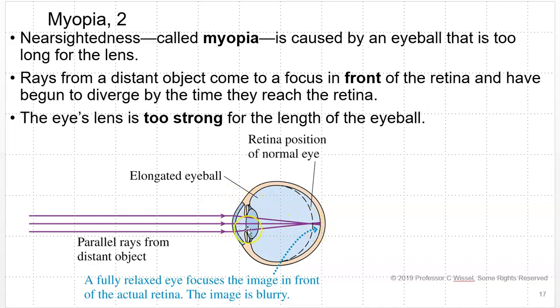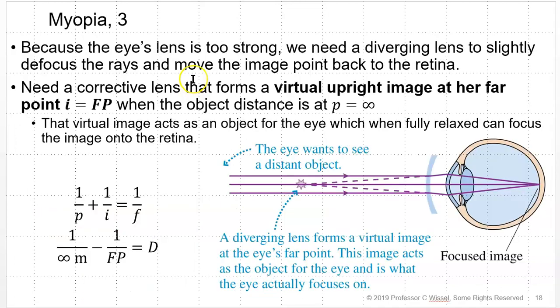So the eye's lens is too strong for the length of the eyeball. Because the eye's lens is too strong, we need a diverging lens to slightly defocus the rays and move the image point back to the retina. So we need a corrective lens that forms a virtual image at her far point, so I equals FP, when the object distance is at P equals infinity. That virtual image acts as an object that the eye, when fully relaxed, can focus onto the retina.